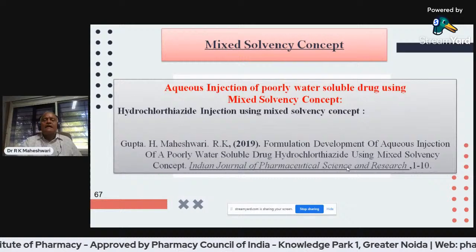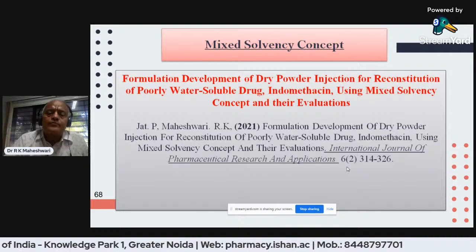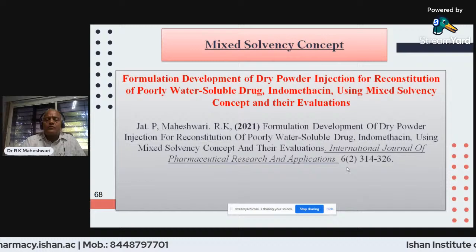Aqueous injections can be made. Formulation development of dry powder injection for reconstitution of a poorly soluble drug. This is another paper on dry powder injection, which you can also look at. The mixed solvency concept can be used to make innumerable safe solvent systems.